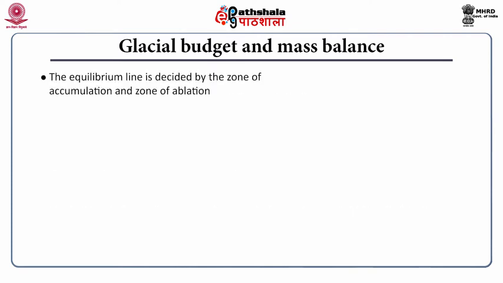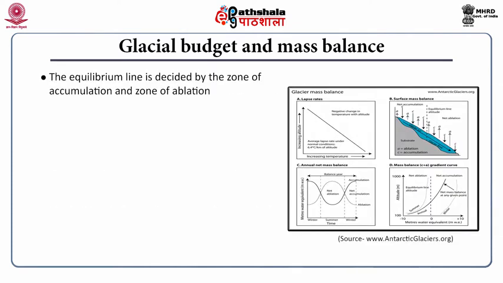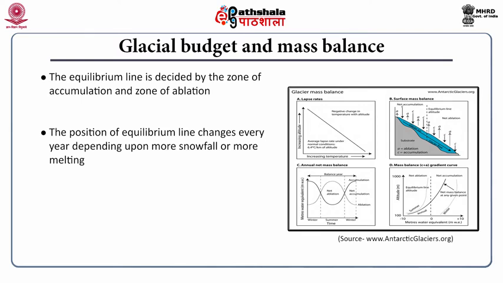The equilibrium line, as shown in this figure, is decided by the zone of accumulation and zone of ablation. The position of the equilibrium line changes every year. Yes, this is very important to know, that this equilibrium line is not fixed. It will keep on changing depending upon the accumulation and ablation, depending upon more snowfall or more melting.